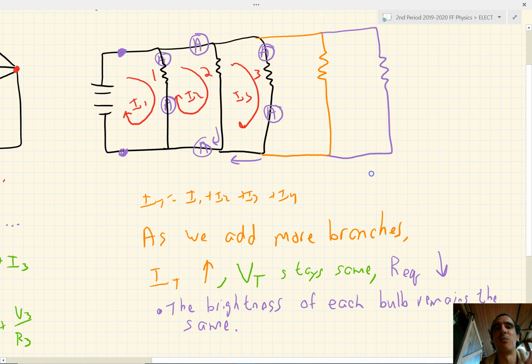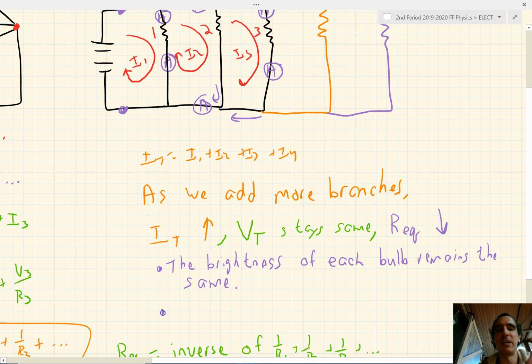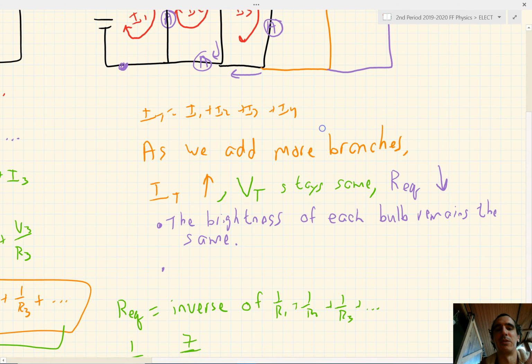However, because now we have more light bulbs, we say that the total brightness of the circuit will increase. So total brightness increases. And as we saw from the previous video, this is a result of the power increasing.